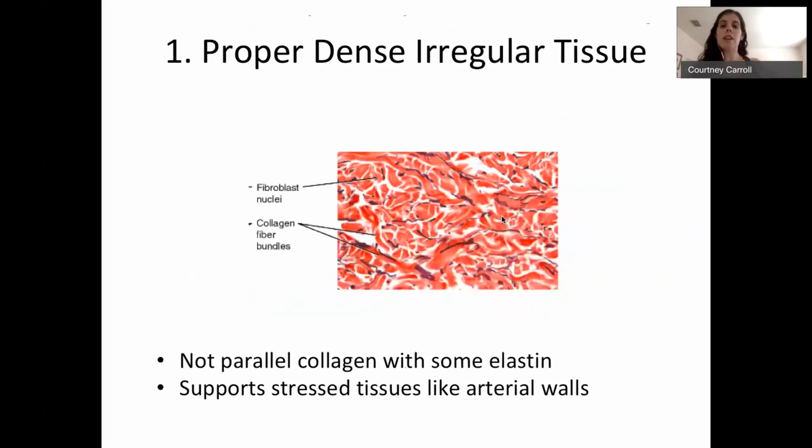Proper dense irregular tissue, on the other hand, has collagen fibers that are not fully parallel to each other, so they kind of go in all directions, but they still are pretty close together. They're still densely packed, and so this still gives a lot of strength to the tissue. And we're going to see this in tissues like our arterial walls to support those stressed, high impact tissues.